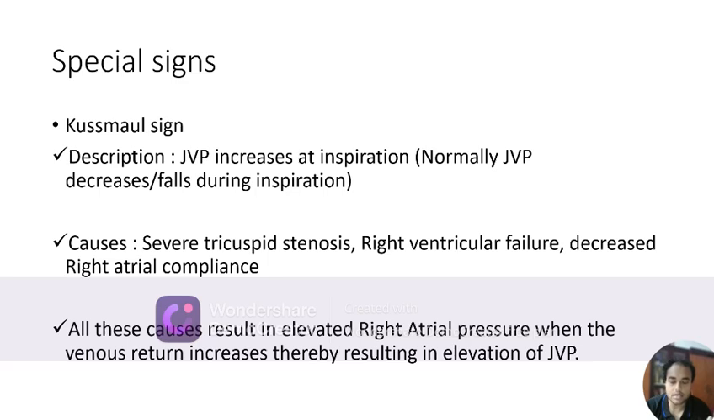So, all of these pathologies can cause an increase in right atrial pressure, and the right atrium is therefore unable to accommodate the increase in venous return, resulting in elevation of the JVP. Mention must be made that Kussmaul sign is not observed in patients with cardiac tamponade. This is because in cardiac tamponade, blood is unable to enter into the right atrium, which remains collapsed, and as a result, the Kussmaul sign is not observed.